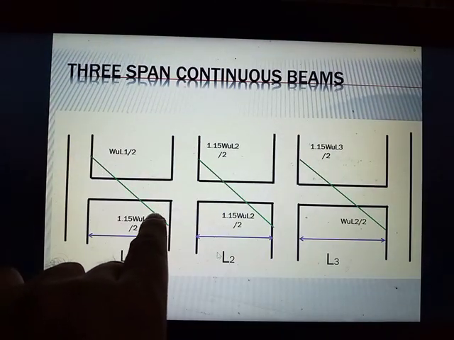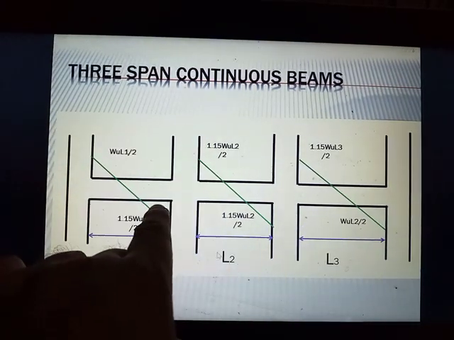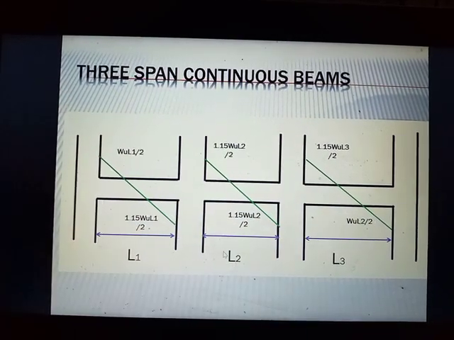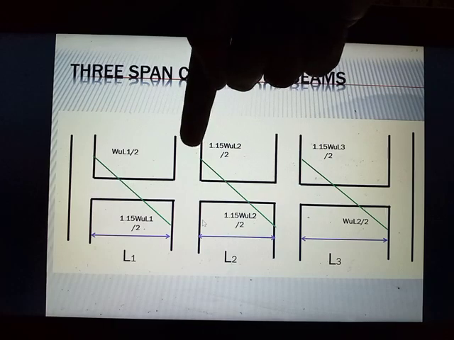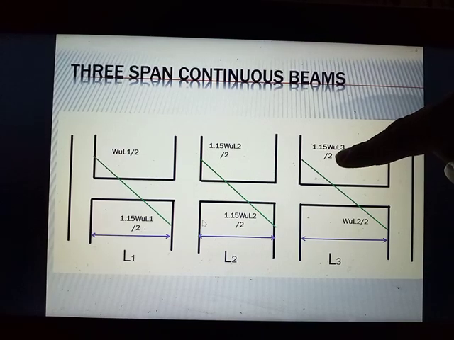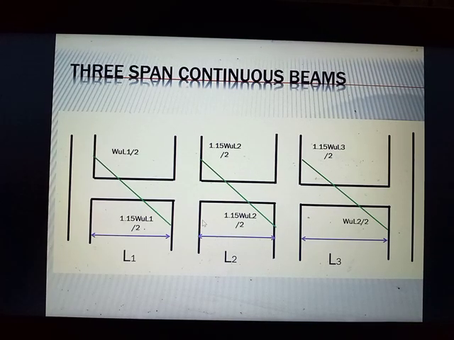So at the faces, which means both of these, since they are both interior supports, these are the faces. So we have the coefficient of 1.15. You multiply that 1.15 by Wu times the length of the span over 2 respectively. That is only applicable to the faces of your first interior support. The rest will be Wu Ln over 2.